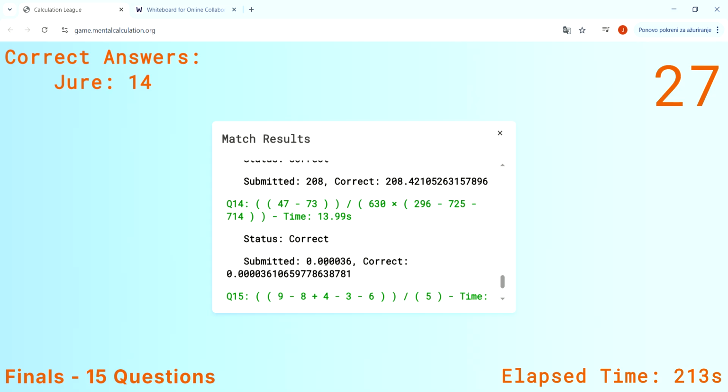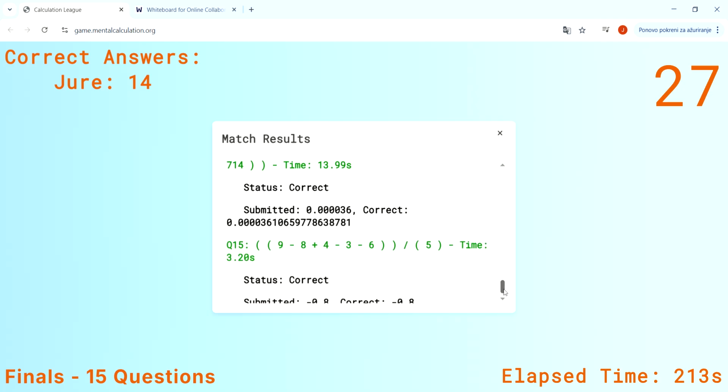So then I did 4.1, then 41, then 410, and like that until I got 0.36, and it appeared to be correct. And basically, I think that's it.